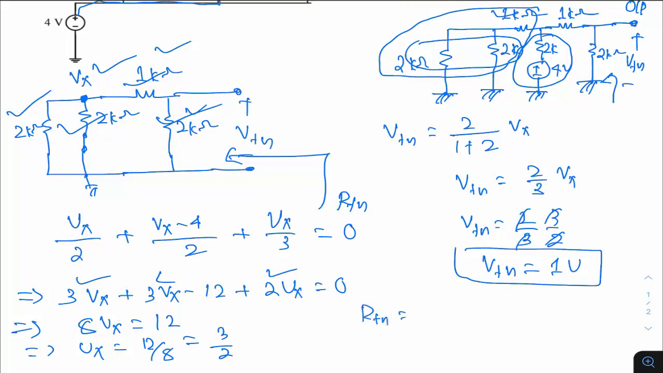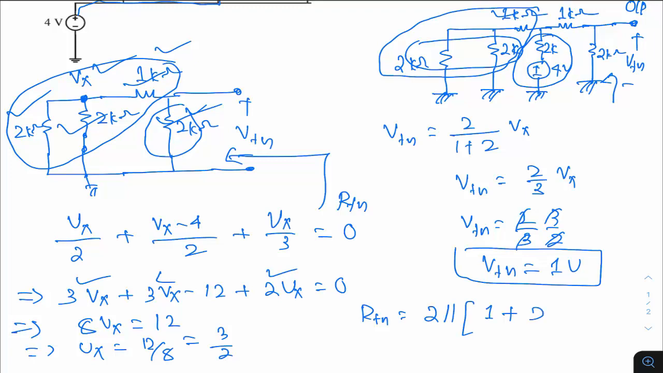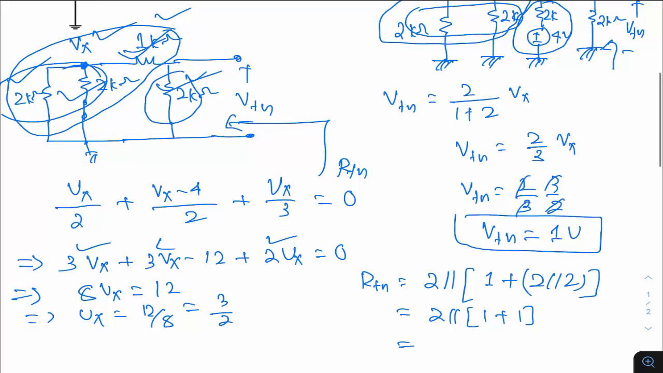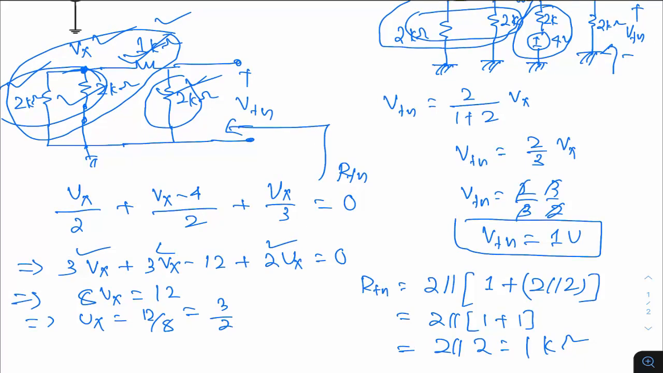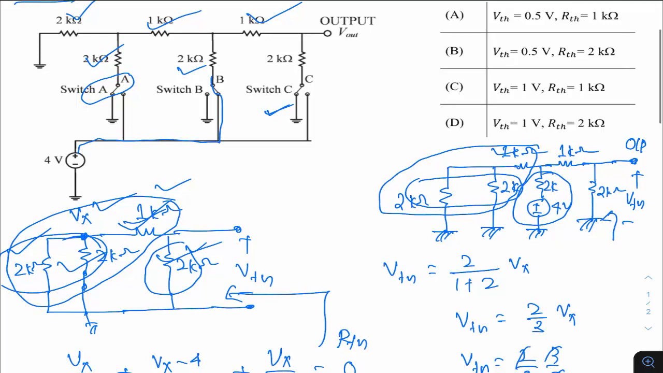Now if you compute the value of RTH, so RTH is equal to, if you see, this 2 kilo ohm is in parallel with this entire segment. So RTH is equal to 2 parallel with this entire segment, which is 1 plus 2 parallel with 2. Yes or no? 1 plus 2 parallel with 2. So RTH is 2 parallel with, this is 1 plus 1, so RTH is equal to 2 parallel with 2, which is 1 kilo ohm. So basically VTH is 1 volt and RTH is 1 kilo ohm. If you check the options, VTH is 1, RTH is 1, that is given in option C.